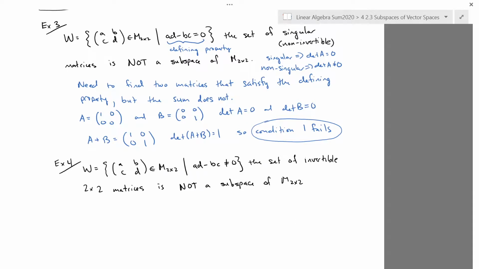Okay, so let's take a look at the next example. The next example says that the set of invertible matrices is also not a subspace. As we said, invertible is the same thing as non-singular, which is where the determinant is not equal to 0. For a matrix to be invertible, the determinant has to be nonzero, so that means that the 0 matrix is not invertible.